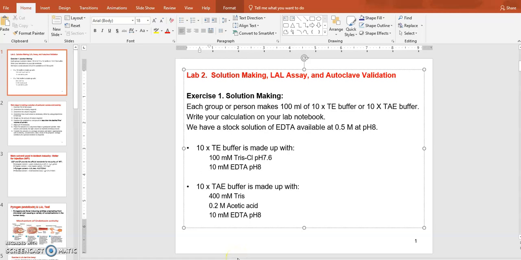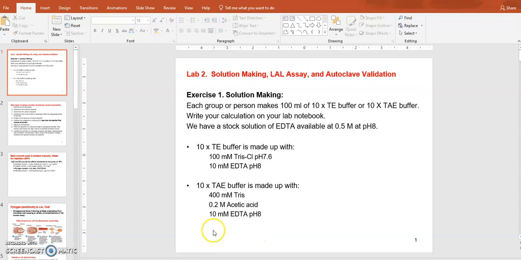Okay, Lab 2 is solution making, LLSA, and autoclave validation. Okay, so first part is solution making. Your lecture will be talking about how you make different solutions. There are different types of solution making methods out there.